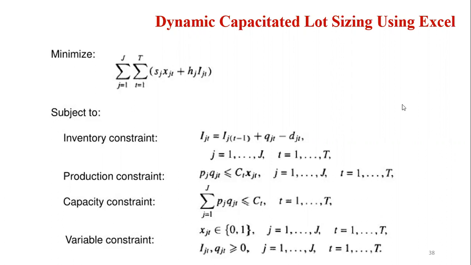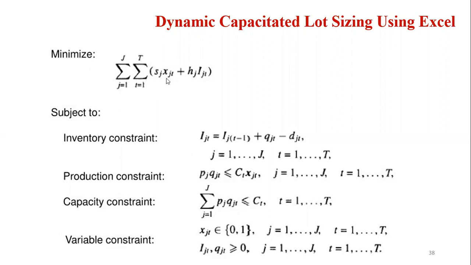Now, how can we formulate this problem? We can formulate it as an optimization problem, basically a mixed integer linear programming model. Our objective is to minimize the total cost. In the total cost, we have considered SJ and XJT. This indicates the setup cost, or the ordering cost. SJ represents the setup cost of a particular product.